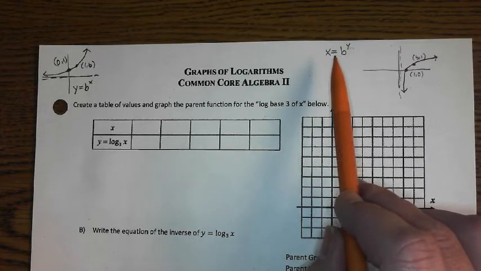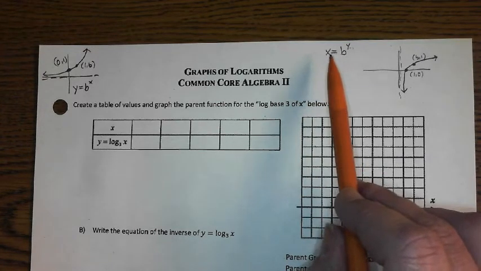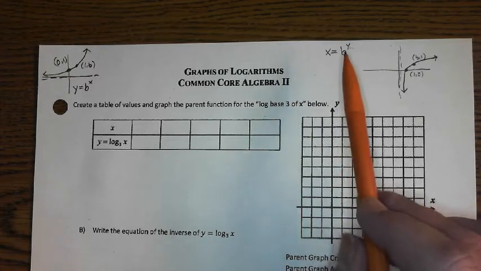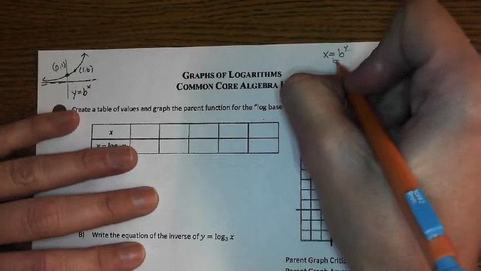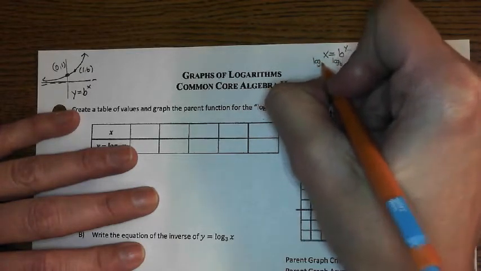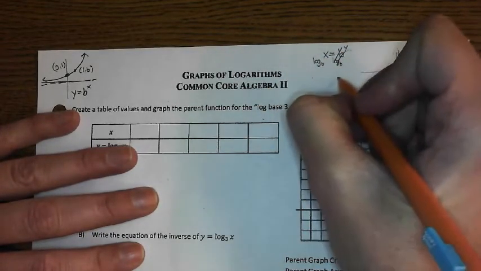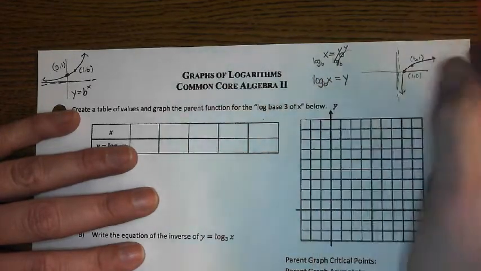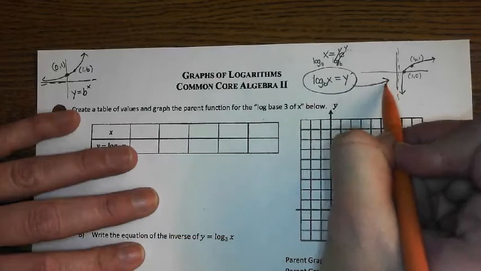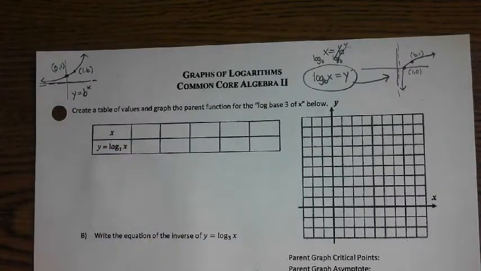Do you want to take plain log? Log with a different base? Log base b on both sides. That'll have those cancel, so your equation will be log base b of x equals y, and that is the log parent graph.